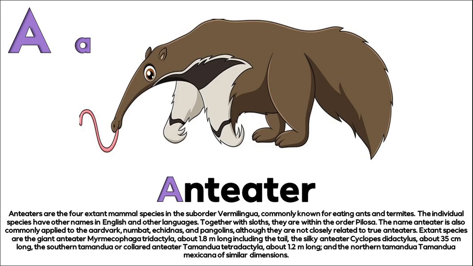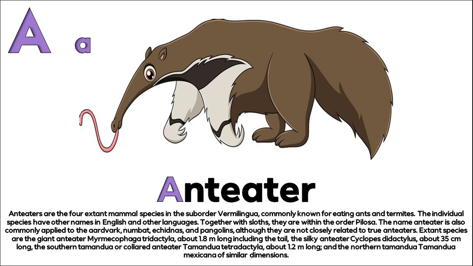A. Anteater. Anteaters are the 4 extant mammal species in the suborder Vermilingua, commonly known for eating ants and termites. The individual species have other names in English and other languages. Together with sloths, they are within the order Pilosa. The name anteater is also commonly applied to the aardvark, numbat, echidnas, and pangolins, although they are not closely related to true anteaters.